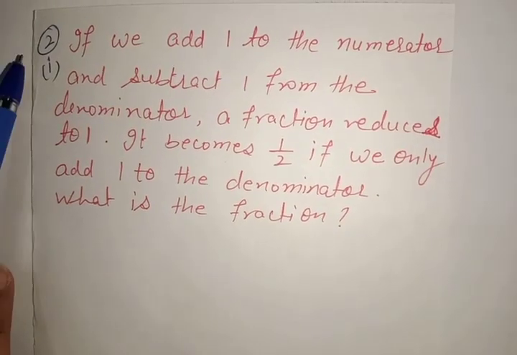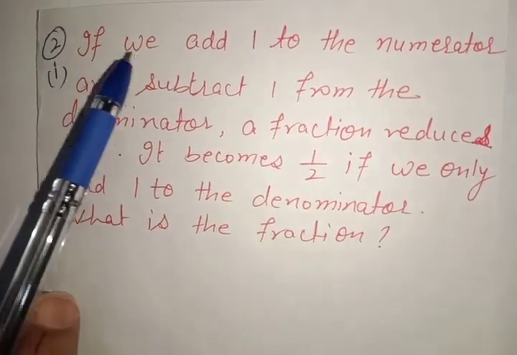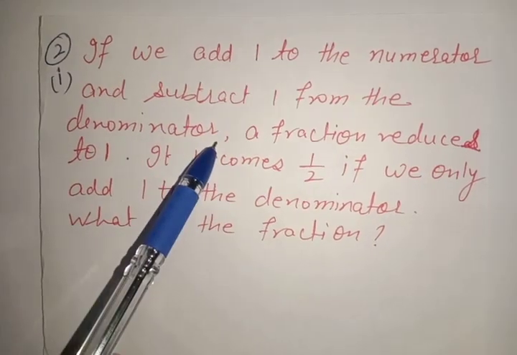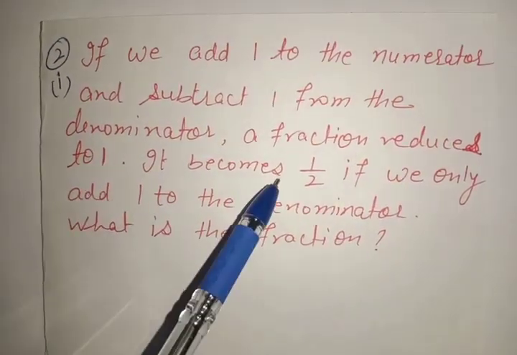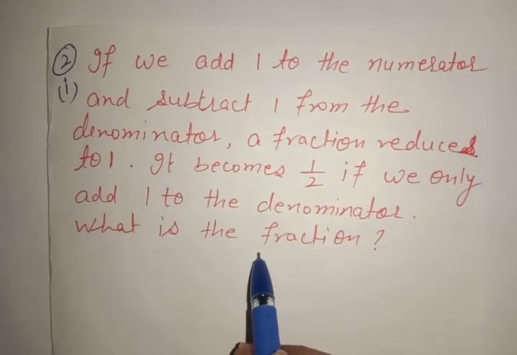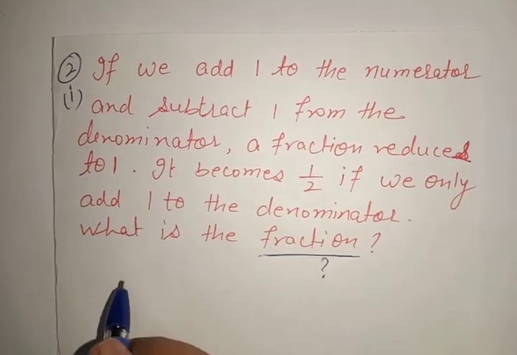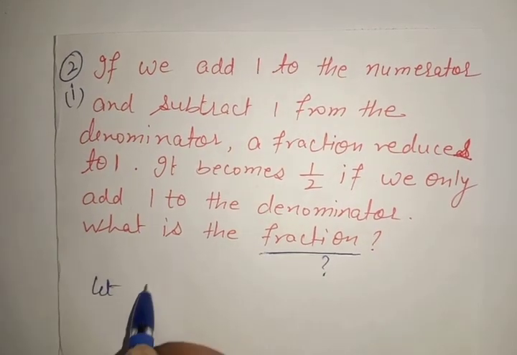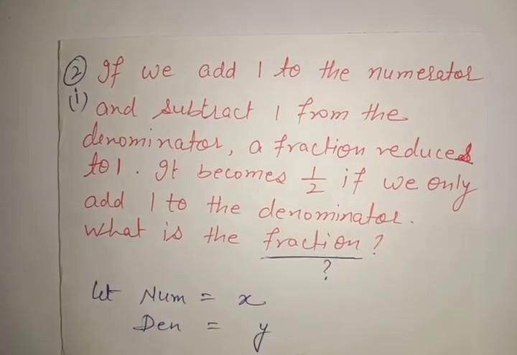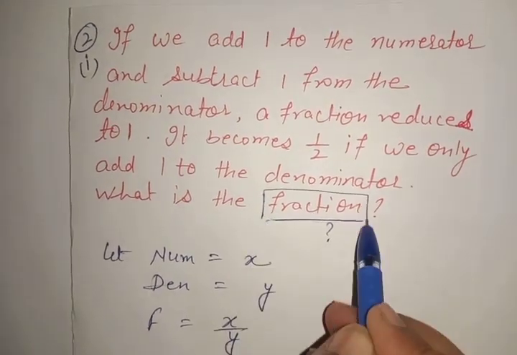Now second question of exercise 3.4, second question first part, it's a statement question. If we add 1 to the numerator and subtract 1 from the denominator, a fraction reduces to 1. It becomes half if we only add 1 to the denominator. First of all we should know what is fraction. Fraction is x upon y. So we will suppose let numerator is equals to x and denominator is equals to y. So fraction is equals to x upon y. This is what a fraction is.